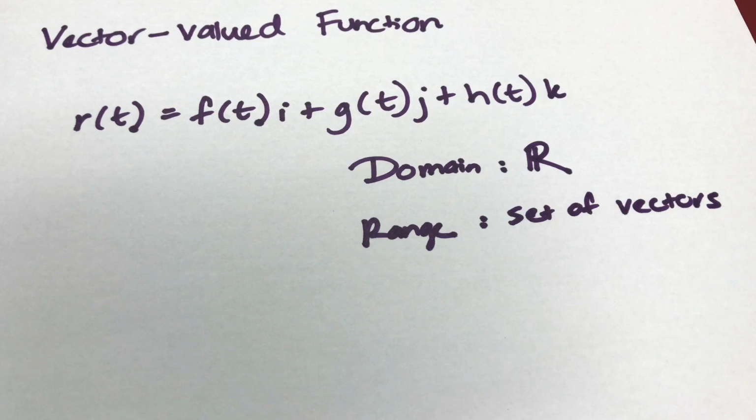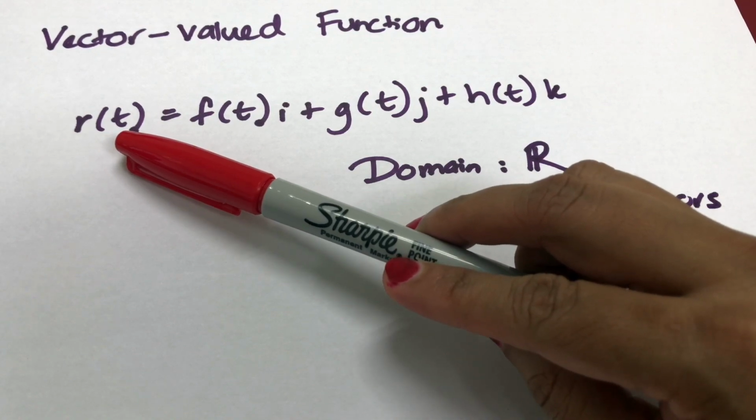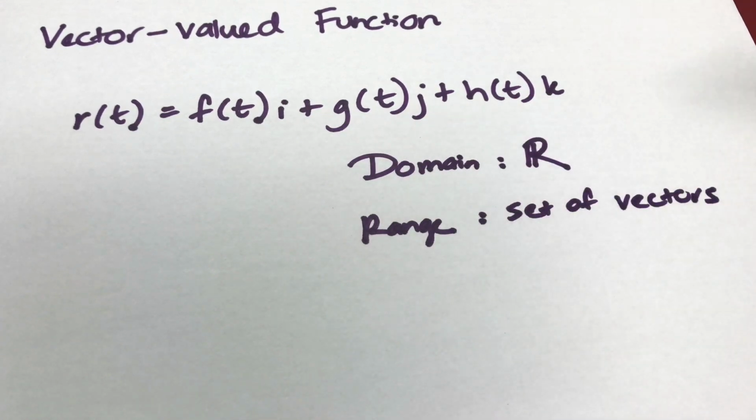Vector valued function is a function where the domain or the input is a set of real numbers and the range or the output is a set of vectors. Let's look at the vector valued function that we have here, r of t is equal to f of t i plus g of t j plus h of t k. The input here would be t, and the range would be the vectors f of t, g of t, and h of t. These are called component functions.